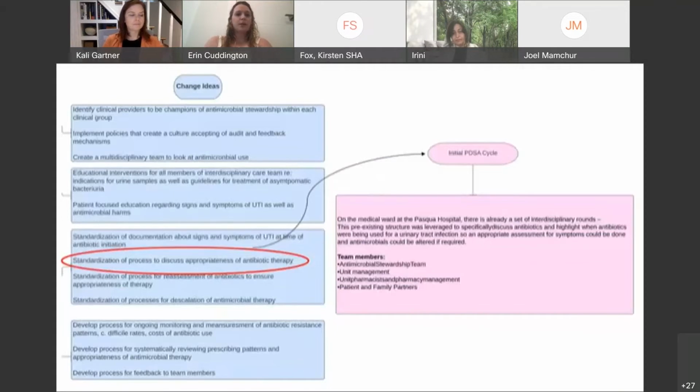To put this into place, we engaged our antimicrobial stewardship team, of course, the unit management, and the pharmacists that actually work day-to-day with the physicians on the unit. We also involved some of our patient and family partners. Their role was quite minor so far, but going forward, they will certainly have more input, which is wonderful.